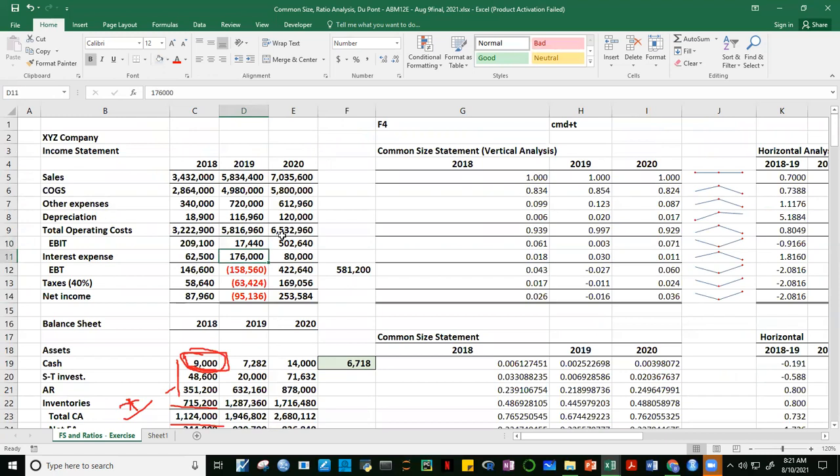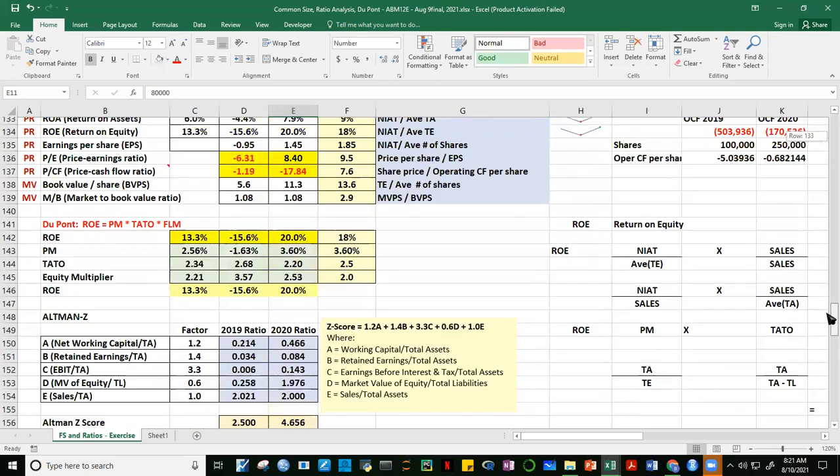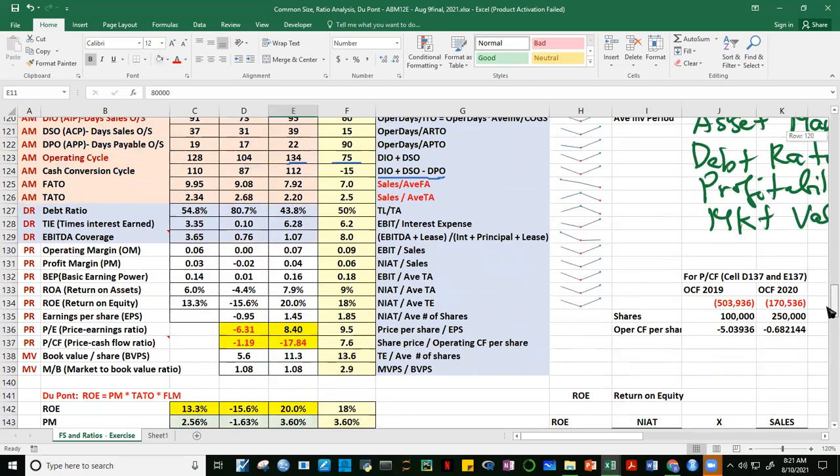Compare that with 2020. Lumaki yung sales dito, lumiit yung cost ratio, no? So lumaki yung operating profit margin natin. Tapos lumiit din yung interest expense. So mas malaki yung times interest earned natin noong 2020 compared to 2019. Okay? So mas okay yung times interest earned natin noong 2020.